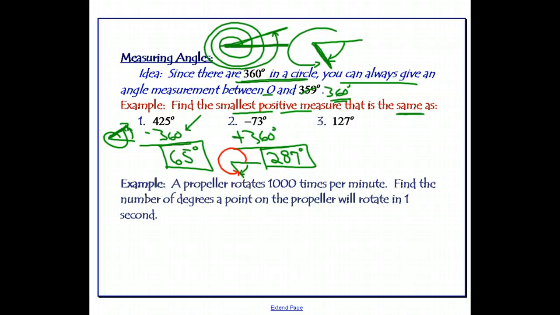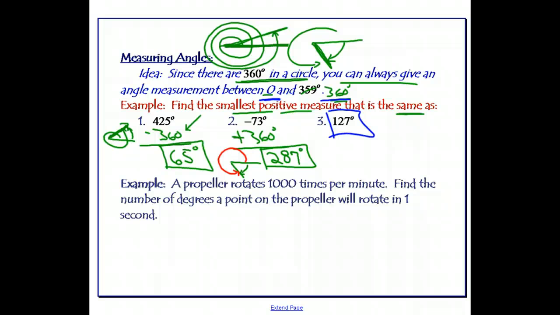Okay, what do you do if they give you 127 degrees? Well, look, it's already between 0 and 360. You're done. That's your answer. So don't get fooled by something like that. Any angle bigger than 360, you can give an equivalent angle between 0 and 360. Any angle less than 0, you can give an equivalent angle between 0 and 360.